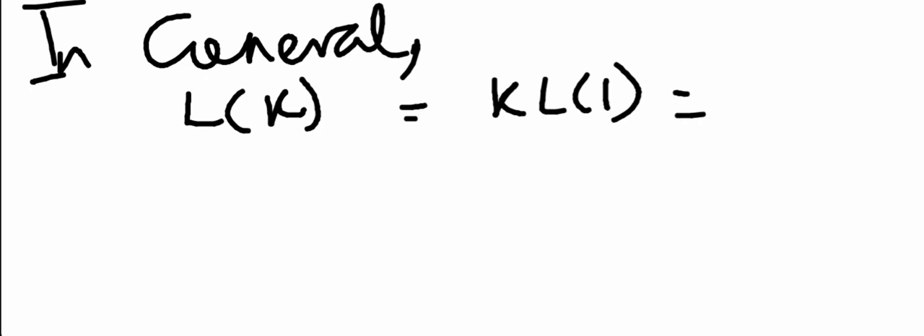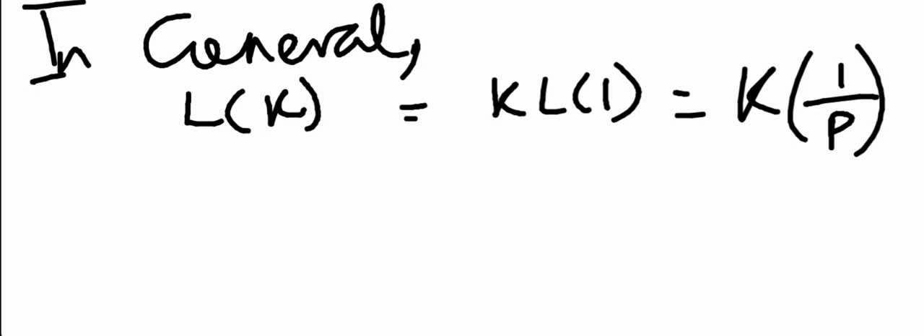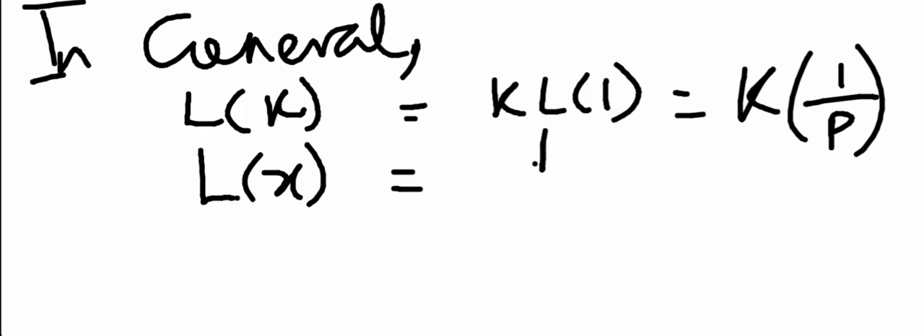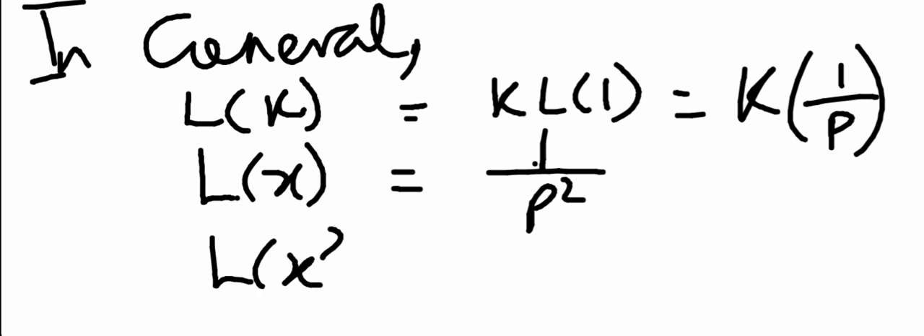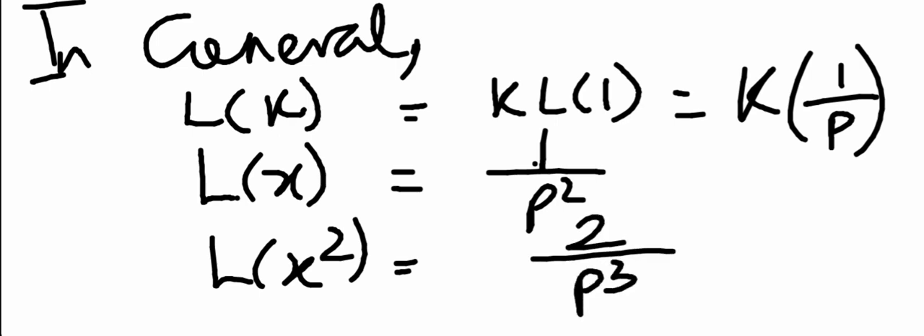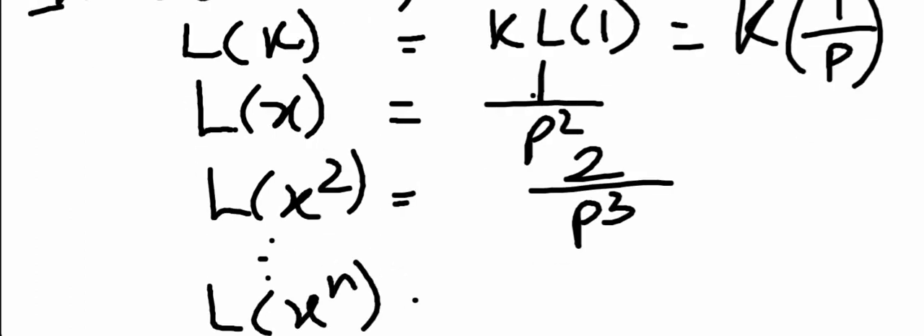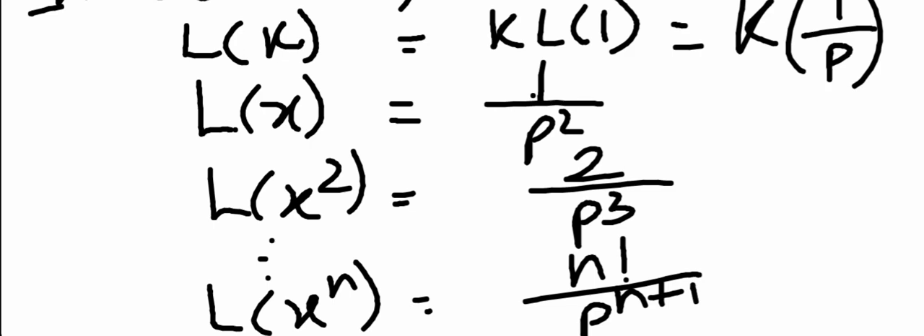But in general, the Laplace of k is equal to k times the Laplace of 1, and this will give me k times 1 over p. The Laplace of x will give me 1 over p squared. The Laplace of x squared, try to get this yourself, will give me 2 over p cubed. And if we keep going, we'll see that the Laplace of x raised to power n is equal to n factorial all over p raised to power n plus 1. So that is our generalization, and p must always be bigger than 0 for each of these cases.